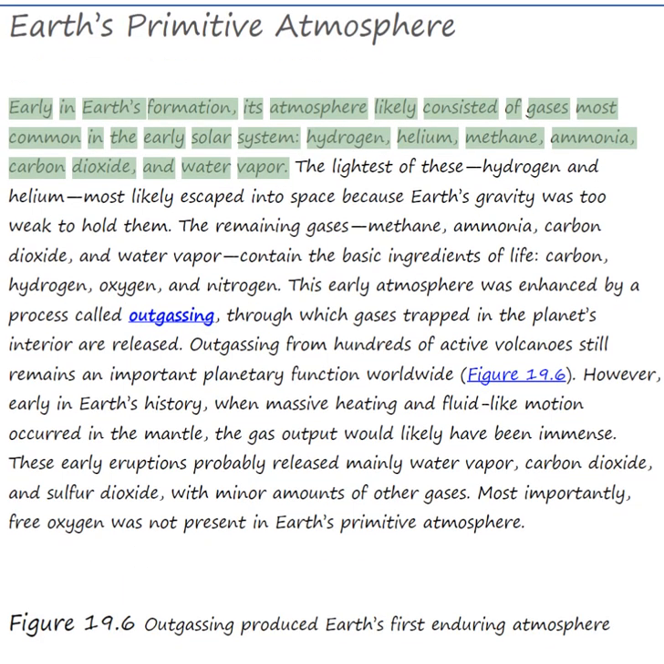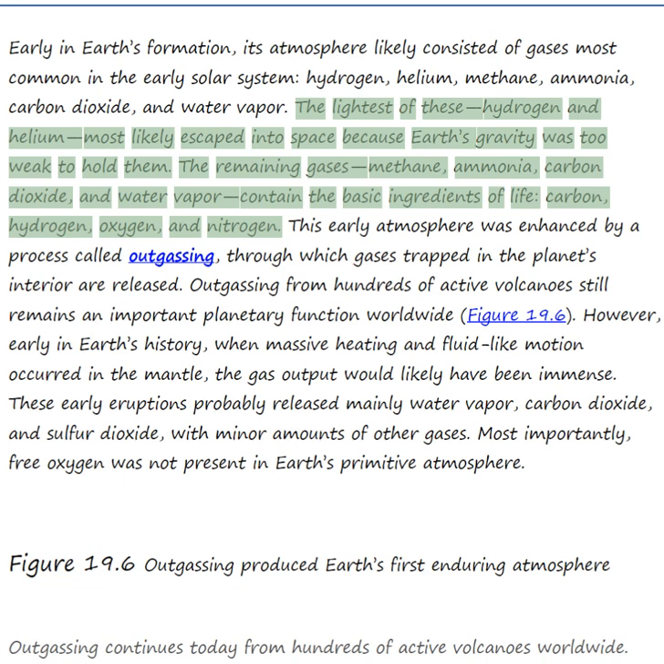Early in Earth's formation, its atmosphere likely consisted of gases most common in the early solar system: hydrogen, helium, methane, ammonia, carbon dioxide, and water vapor. The lightest of these, hydrogen and helium, most likely escaped into space because Earth's gravity was too weak to hold them. The remaining gases, methane, ammonia, carbon dioxide, and water vapor, contain the basic ingredients of life: carbon, hydrogen, oxygen, and nitrogen.